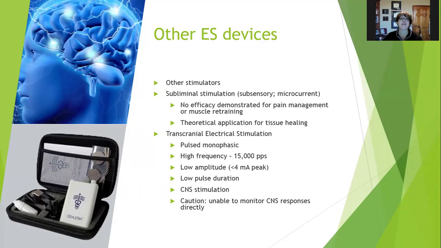So interesting. Transcranial electrical stimulation is not usually used in physical therapy. It's usually used in like a neurologist office type setting. And it is used for central nervous system stimulation. But the reason we don't use it in PT is because you can't monitor central nervous system responses directly. And so there are some interesting applications that I've read about, but we don't actually do that. But just so you know, there's other stuff out there.